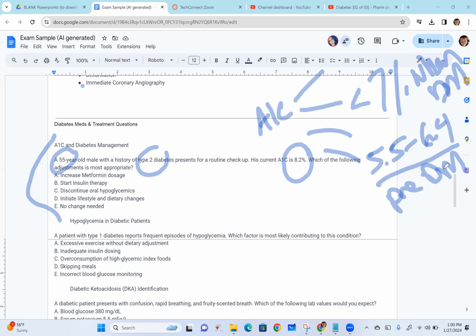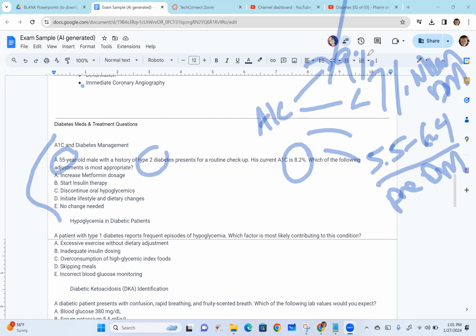Why don't you want less than 6%? Because that causes hypoglycemia, so it's not good, right? And then greater than 9% is usually a need for insulin for a diabetic, right? You'd usually be on insulin at that point. All right, so increased metformin. The routine checkup A1C is 8.2%. Is that good? No, right?